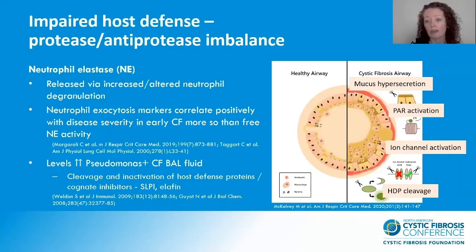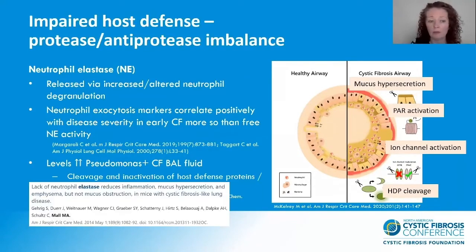CF neutrophils release more elastase than controls, and levels increase significantly in patients chronically infected with Pseudomonas. This elevated activity then overwhelms the host's endogenous anti-elastase shield by cleaving some of its cognate inhibitors, such as SLPI and elafin. In vivo, knockdown of elastase reduced inflammation and mucus hypersecretion in the beta-ENaC transgenic mouse model of CF-like lung disease, demonstrating an important role for elastase in the pathogenesis of the muco-inflammatory phenotype.